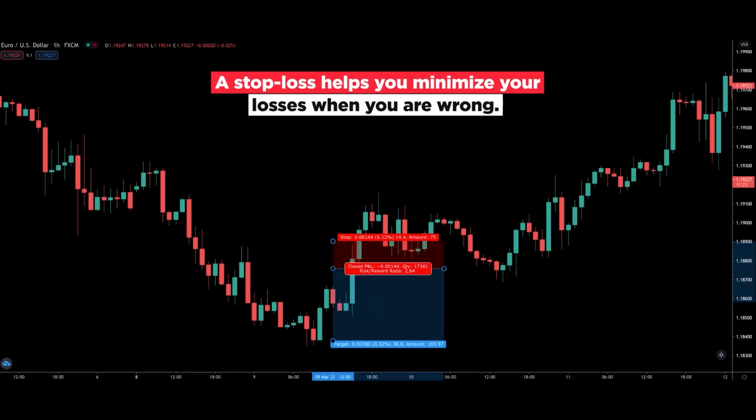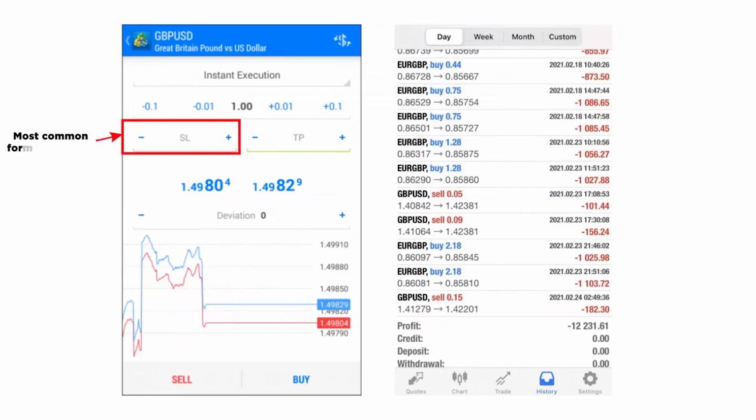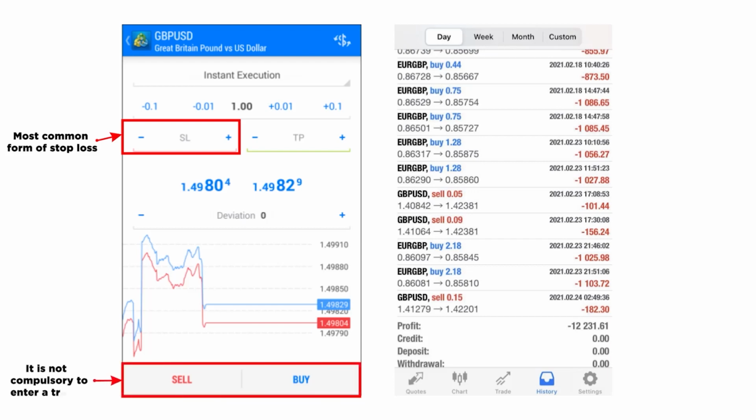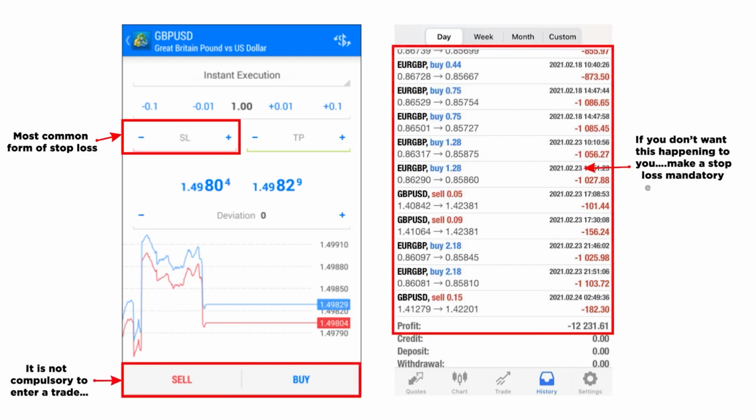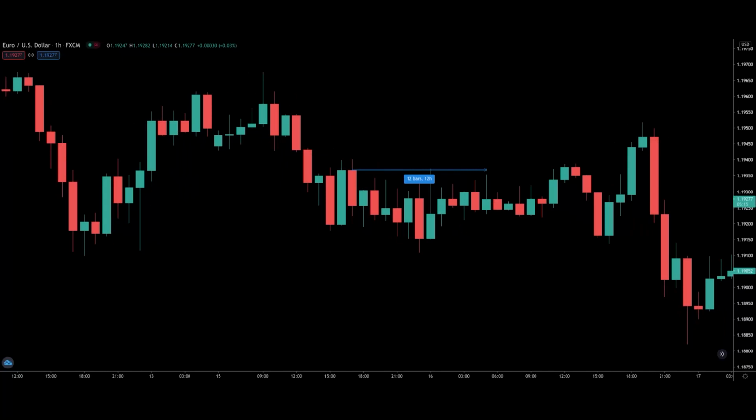The most common form of a stop loss is one which you have the option to set in when you place a trade. It's not compulsory, but if you don't wish to blow your account, I suggest you make it mandatory each time you place a trade. What is less commonly discussed is, say, time stop, which is also a form of stop loss.